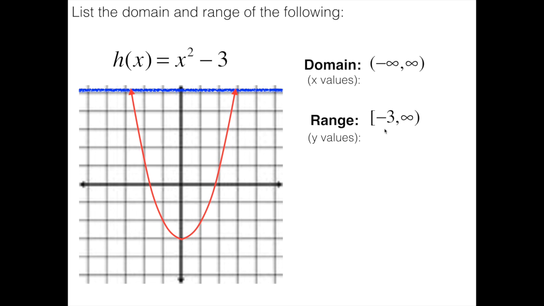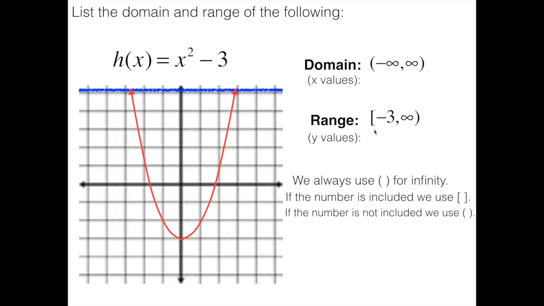So a couple things you need to be aware of here. Anytime we use infinities, we're going to use a parenthesis. We are not going to use a bracket. Now, if the number is included like it was on this one, -3, then we use a bracket. We don't use parentheses. However, if -3 were not included for some reason, we would use a parenthesis right here. But in this case, it was included. -3 is part of this range. So we use the bracket.